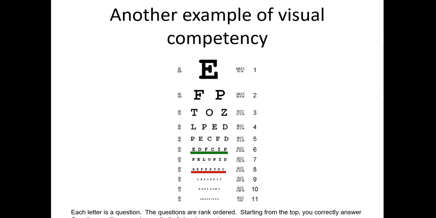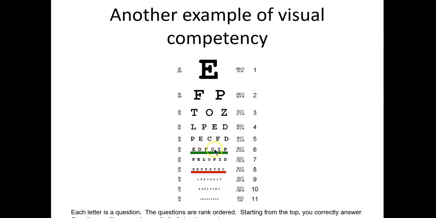An example of visual competency is the eye chart. Now, in the case of the eye chart, each letter is like a question. Can you see the big E? Yes. Can you see this big F and big P? Yes. Can you see the TOZ? Yes. Can you see the LPED? Sure. Can you see PECFD? Yes. Can you see EDF? Oops, I can't make out that one, but that looks like a maybe I don't know, a Z, a P, and you start screwing up here.